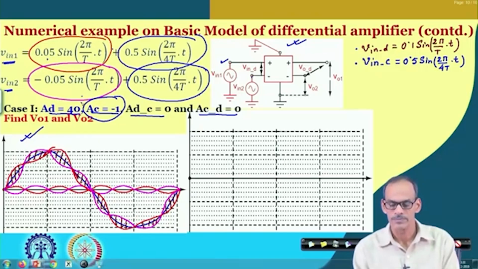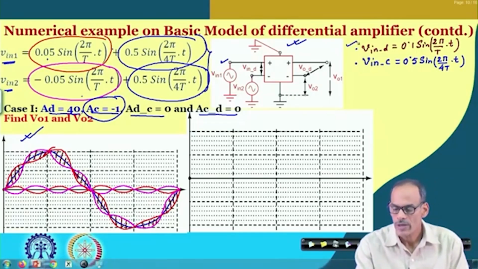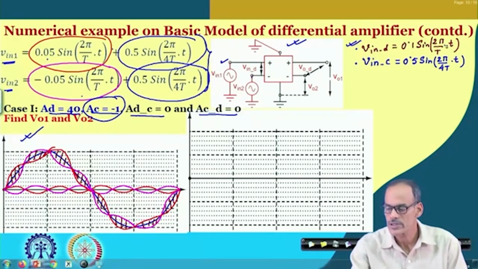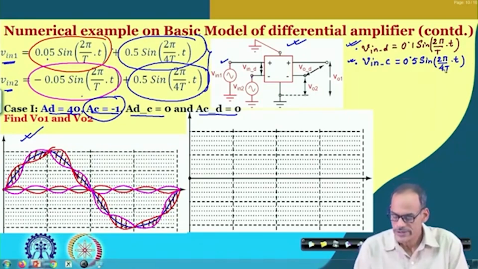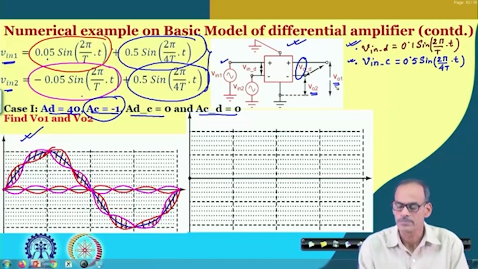However, we would like to see what may be the consequence if the common mode gain is having some significant value. From this information, the differential part of the input signal has an amplitude of 100 millivolt and the frequency is 1 by capital T, and the common mode signal has an amplitude of 500 millivolt and the frequency is 1 by 4 T. So, now let us see what will be the corresponding output in the form of differential and common mode, and then we can see the individual signal.